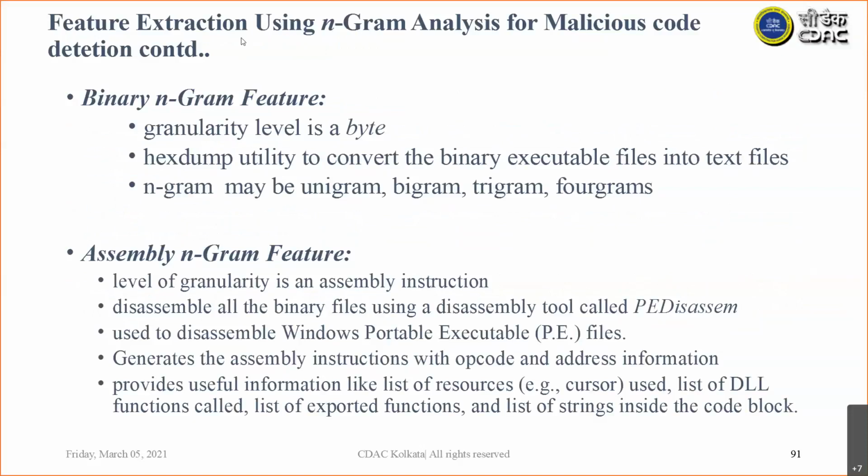For unigram, the value of n is 1. For bigram, the value of n is 2. For trigram, the value of n is 3. And for 4-gram, the value of n is 4. That means from the text file which has been converted.